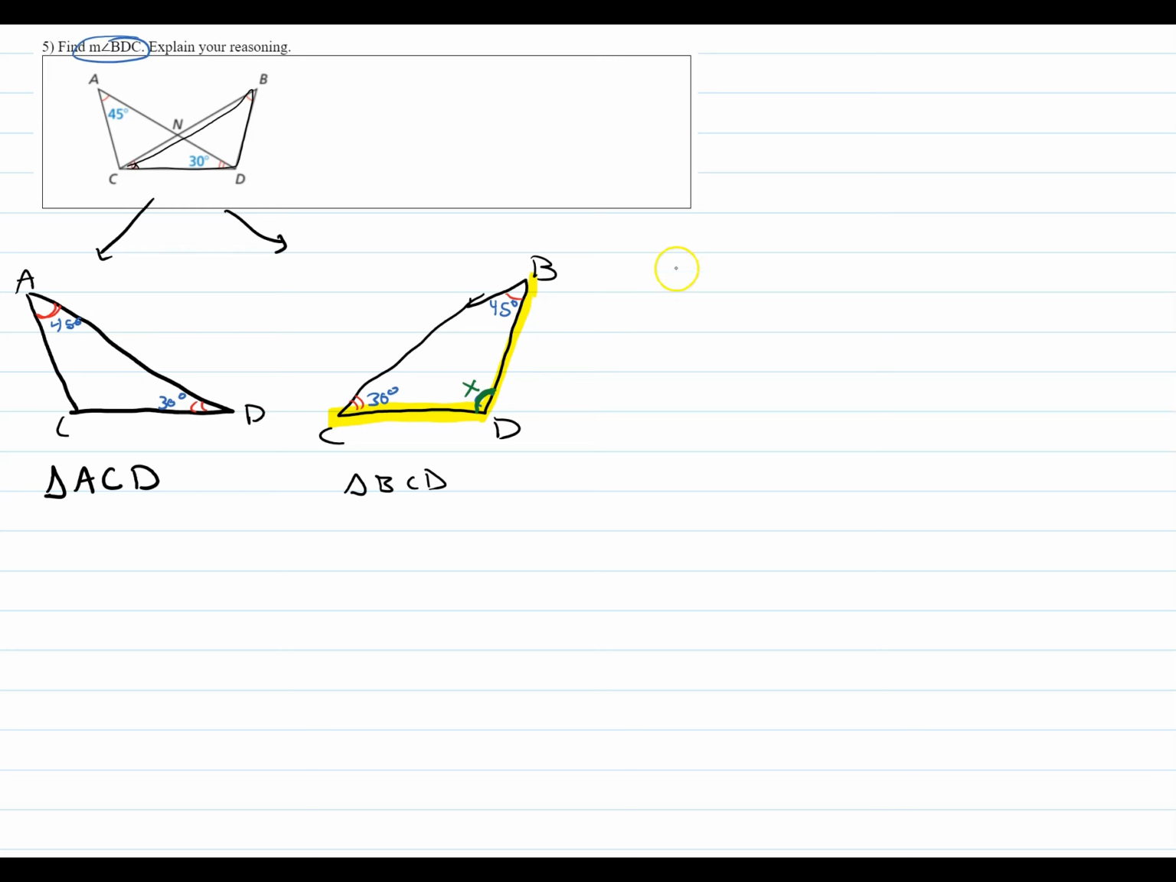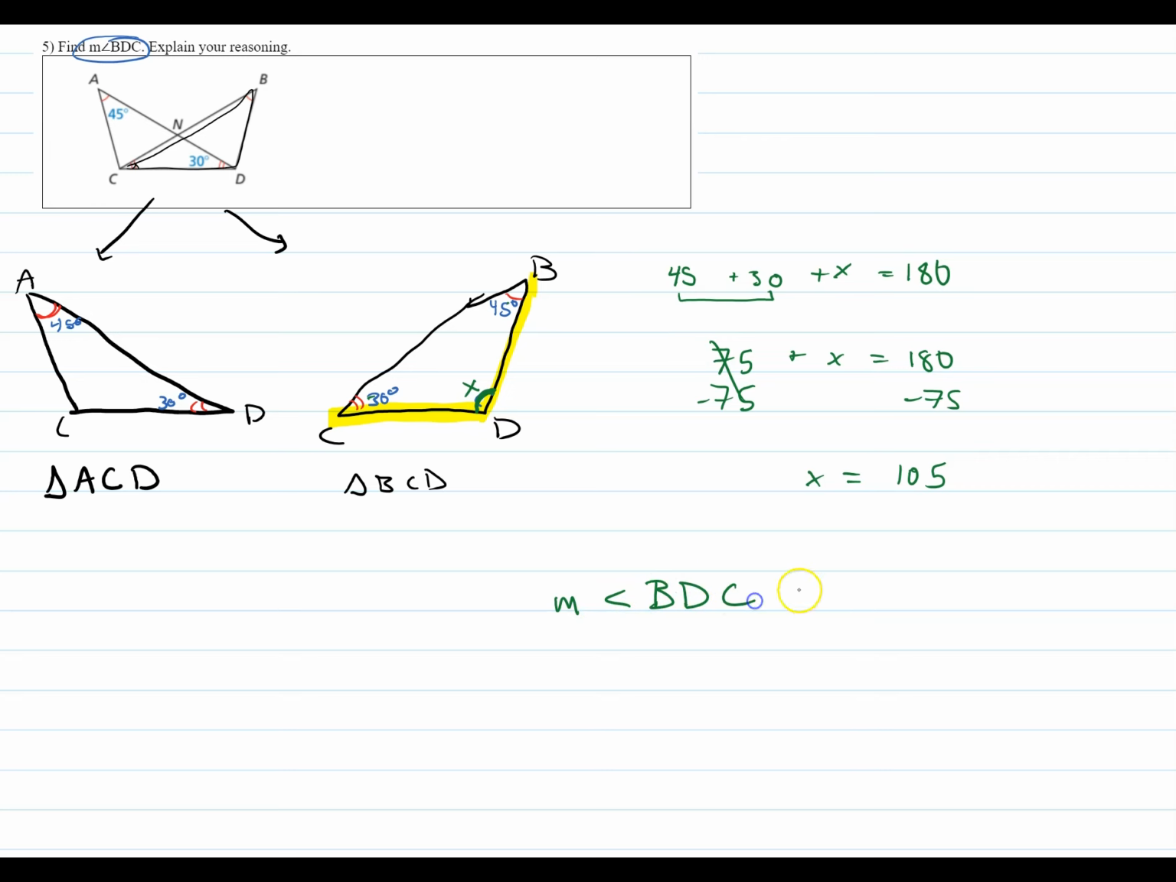And just like the other problem, 45 plus 30 plus X, these three angles must add to 180 degrees. Alright, so 45 plus 30 adds to 75, combining like terms. And then solving for X, subtract 75 from both sides. X equals 105. Okay, so that was angle BDC. So the measure of angle BDC is 105 degrees.